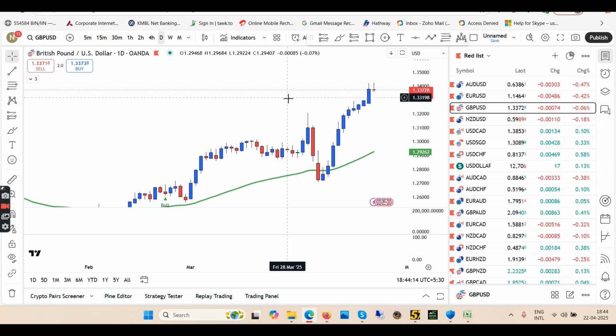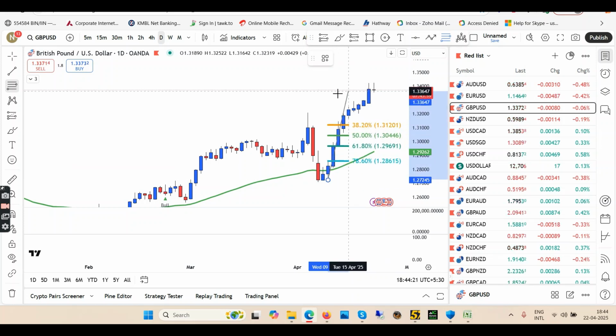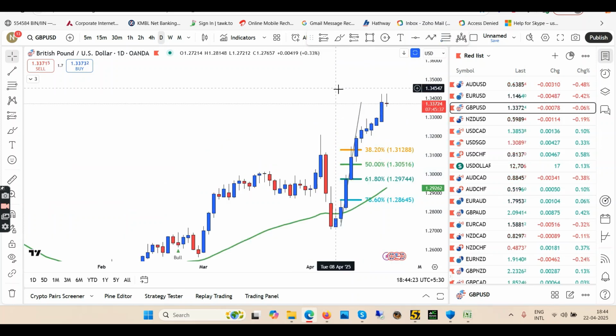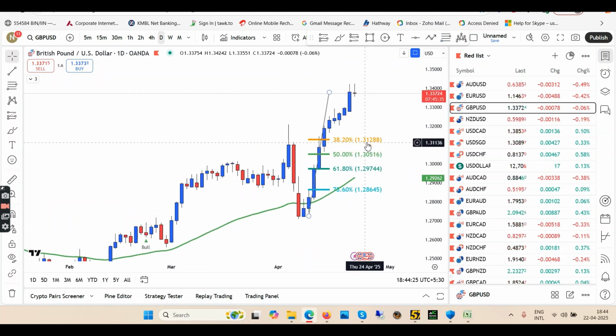The best thing to do is take a look at the daily chart, and use your Fibonacci. Where is my Fibonacci? Right here. So use your Fibonacci until here. There you go.